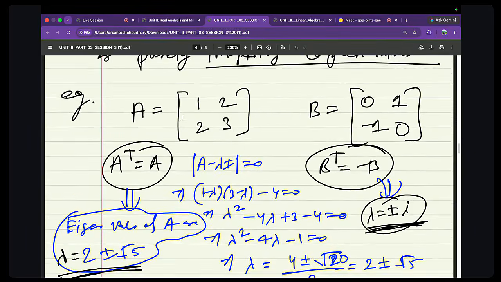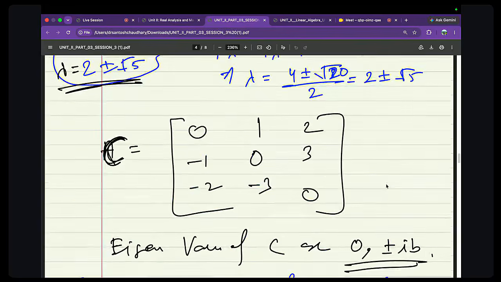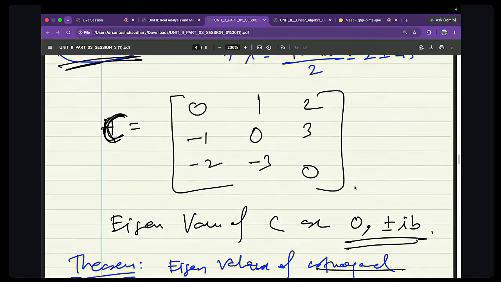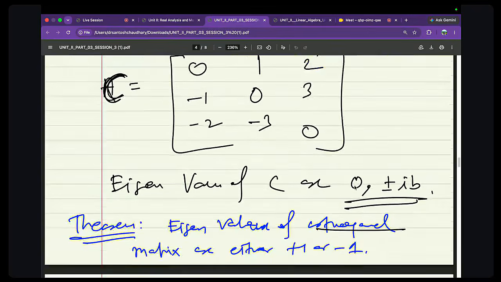Like this is matrix A, you can see this is symmetric. We calculate the eigenvalues and we get 2 plus minus root 5. They are real numbers. B, you can see this is skew symmetric. You find the eigenvalues and you will get lambda as plus minus iota. They are purely imaginary. C, this is a skew symmetric matrix and you find the eigenvalues. It will be something like 0, plus minus iota b. What is that b? You need to find. So 0 is always an eigenvalue of a skew symmetric matrix of odd order.